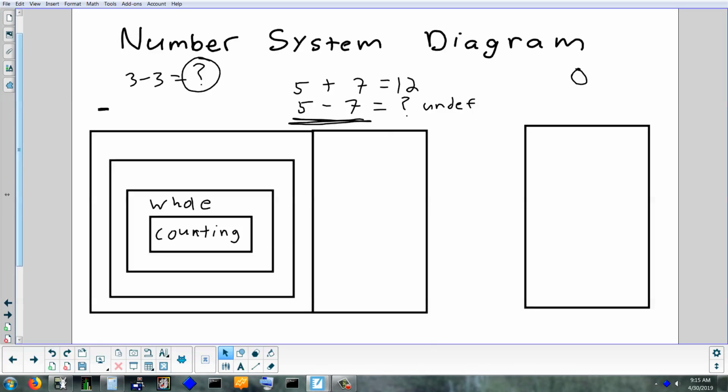And I heard somebody say the type of numbers earlier. Does anybody know what the next set of numbers are that now include your negatives? Integers, yep.